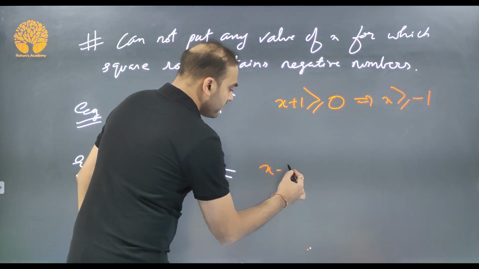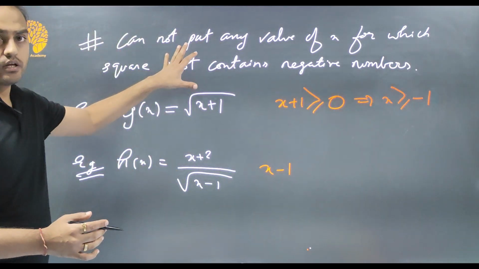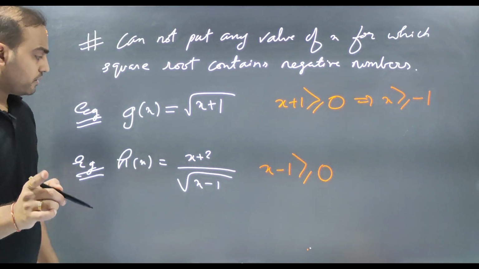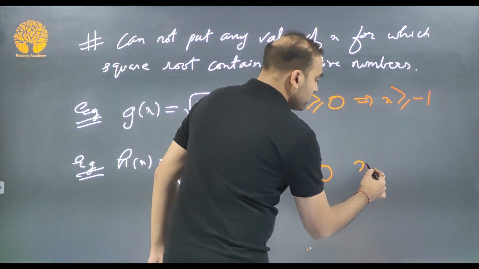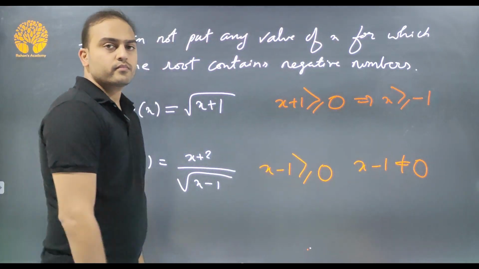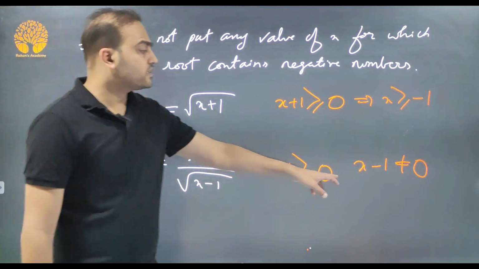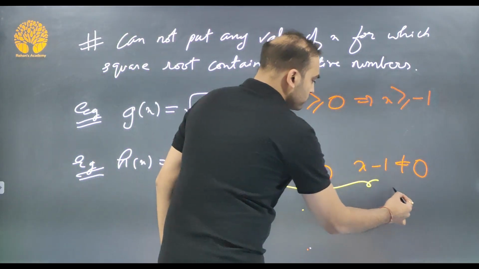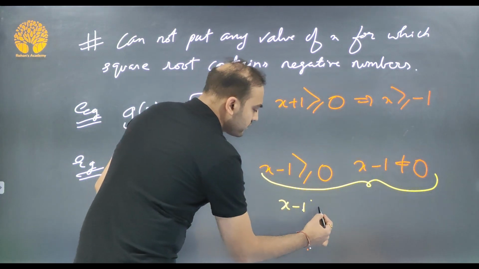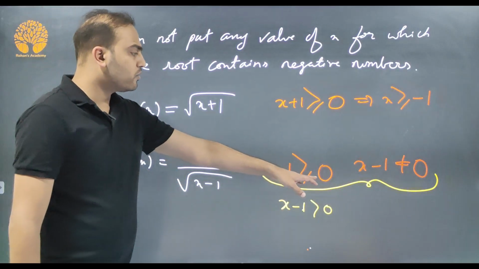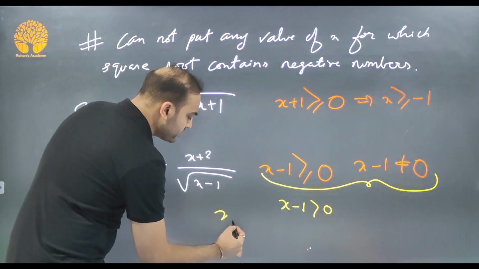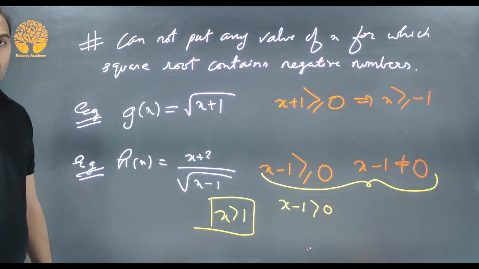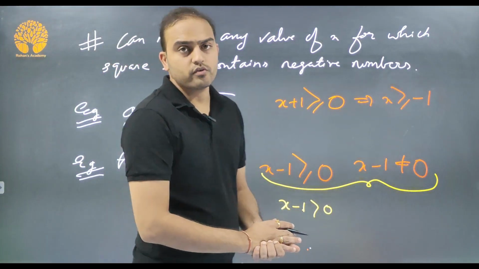So what will we write? Looking at the square root condition, we are supposed to write x minus 1 greater than or equal to 0. But at the same time, because this is in the denominator, I also know x minus 1 cannot be 0. If you simply combine the two, you can say x minus 1 has to be greater than 0, which means x is greater than 1. So this is how we find the domain of a function.